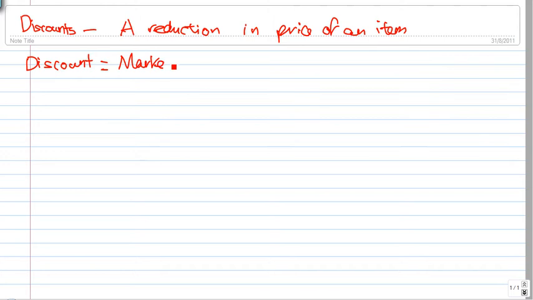equals to your mark price, minus your selling price. Your discount is equals to your mark price minus your selling price.